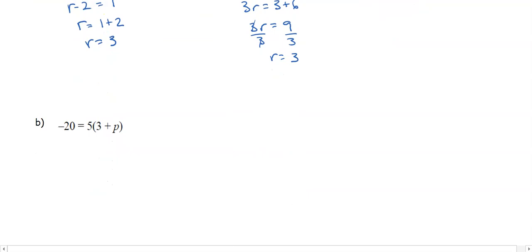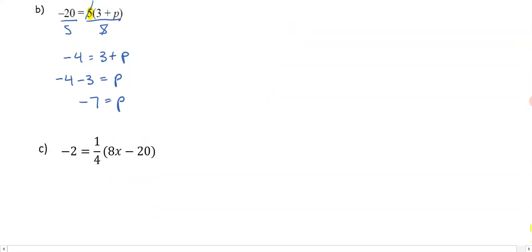Okay, for example here, this number divides into -20. So since 5 divides into -20, method 1 works fine. We can use method 1. So we divide both sides by 5. We get -4 equals 3 plus p. We move this 3 to the other side. We get negative 4 minus 3 equals p, or we get negative 7 is p. All right, so we can just do method 1 there and no fractions.